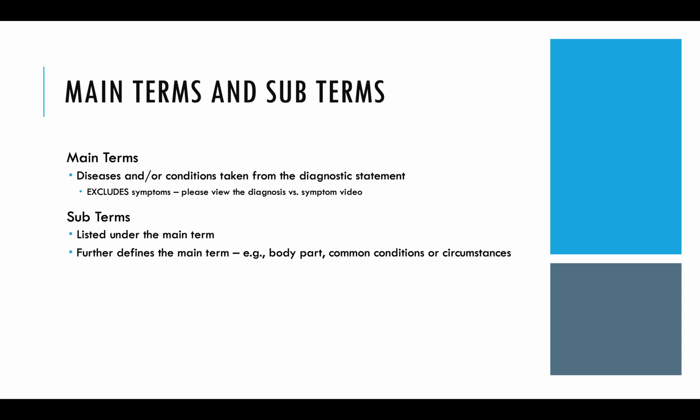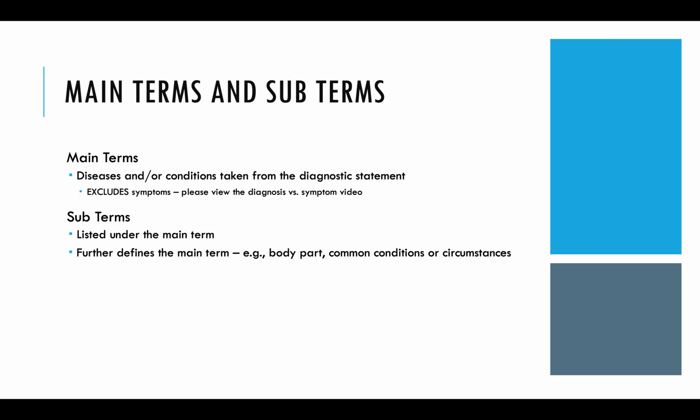So what are main terms and subterms? Main terms are diseases and/or conditions taken from the diagnostic statement. The diagnostic statement is basically the documentation that states what needs to be coded. This excludes symptoms, and there's a separate video on the difference between diagnosis and symptoms so that you're able to identify both of them. We only code for diagnosis. We do not code for symptoms. So take a look at that video when you have a moment.